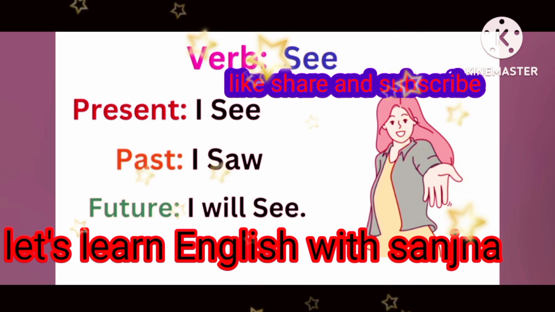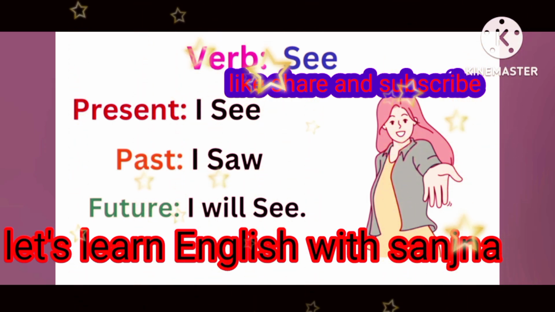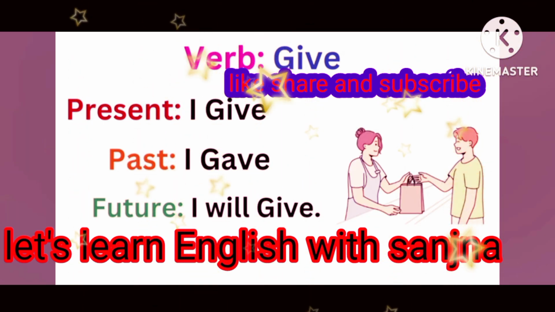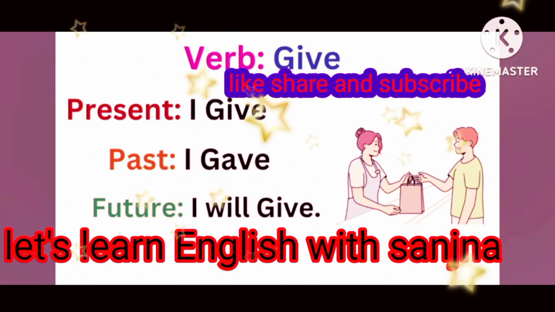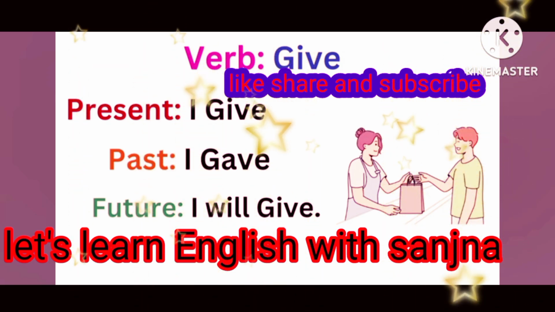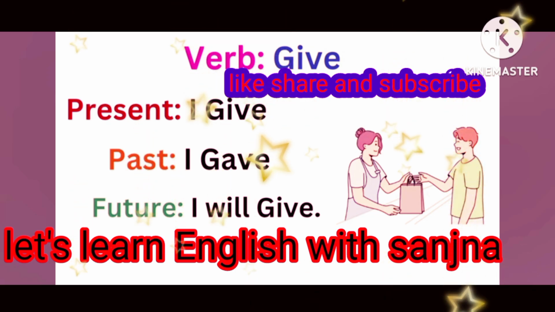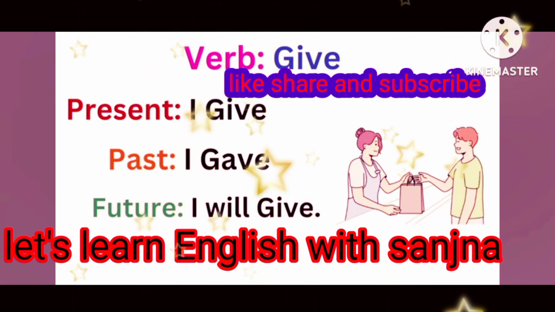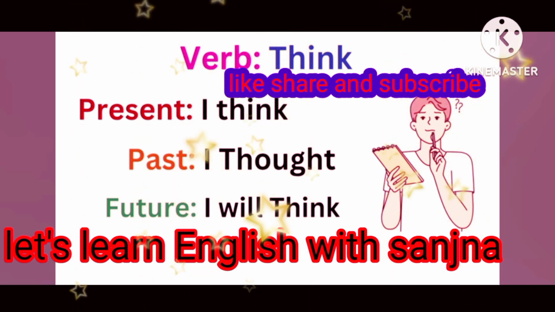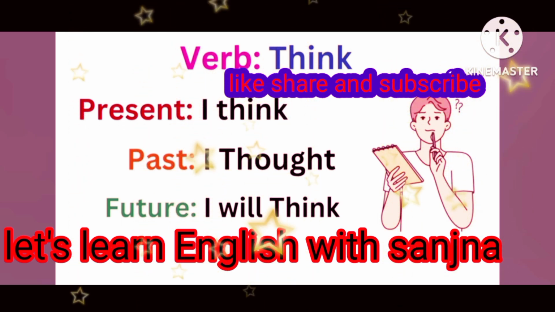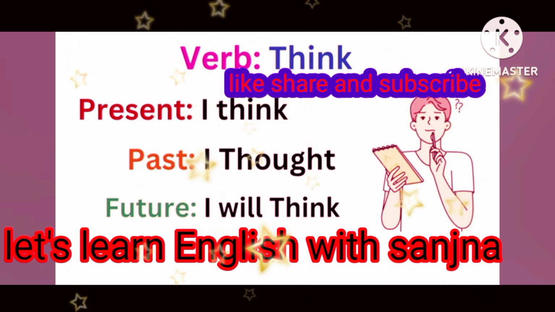Future, I will see. Next verb is give. Present, I give. Past, I gave. Future, I will give. Okay, so these are present simple, past simple and future simple. Verb think. Present, I think. Past, I thought. Future, I will think.